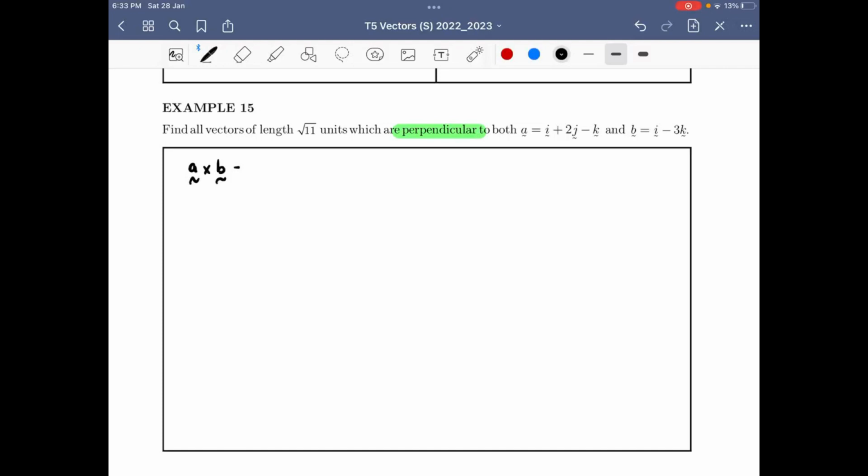A cross B equal to i, j, k. Okay, 1, 2 and negative 1. 1, 0, negative 3. Right. Then we have i, j, then k. Here should be negative and here should be positive.